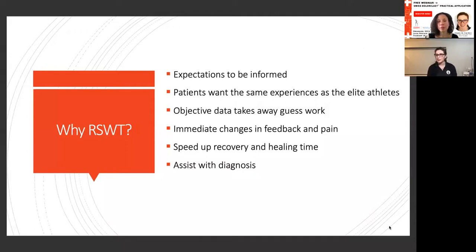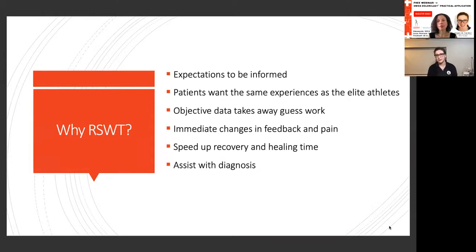Patients want the same experiences as the elite people. They want to know what the best athletes in the world are having. I want the same treatment as them. So they expect the same and they want the same, and they will find you if they know that you offer this treatment. We have patients coming to us purely for shockwave, and they don't even know anything else that we do, but they know we offer shockwave, and that's enough for them to come. They've heard it's successful, they've heard it's internationally recognized, we have the best equipment available to offer this treatment. So that's enough for them to want your services.